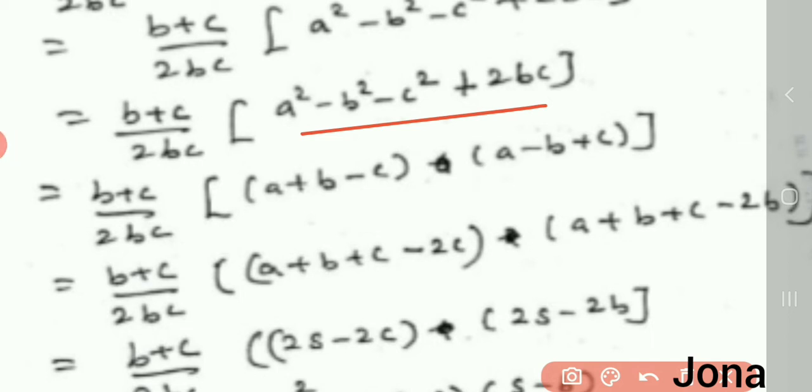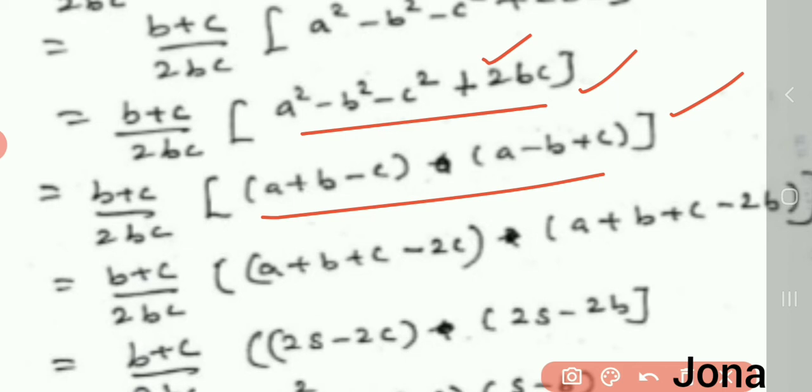Okay, this bracket can be written as a plus b minus c into a minus b plus c. If we multiply both the brackets, you can get the value of this one. Okay, both are the same only, so this bracket can be written as a plus b minus c into a minus b plus c.